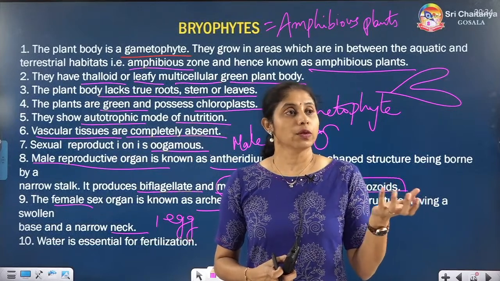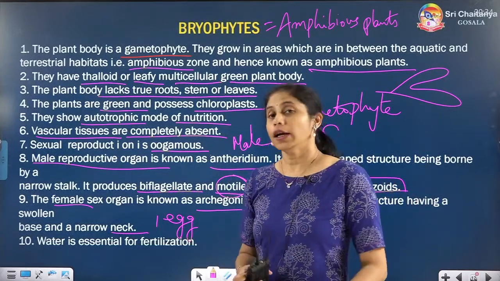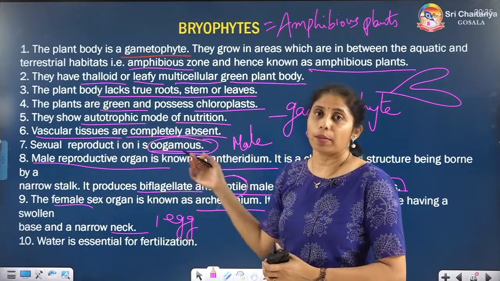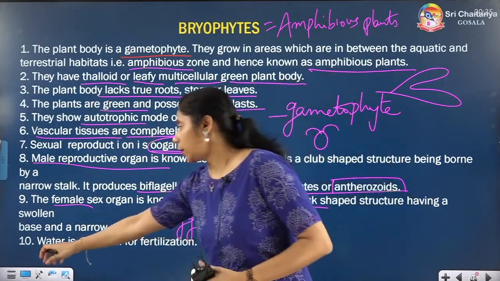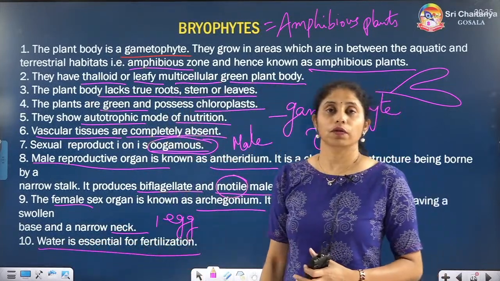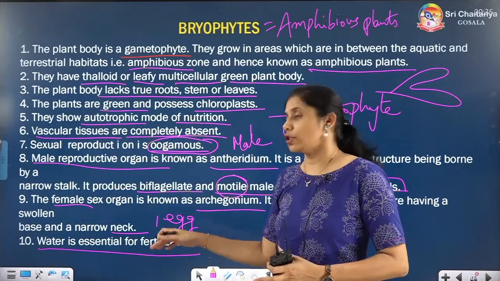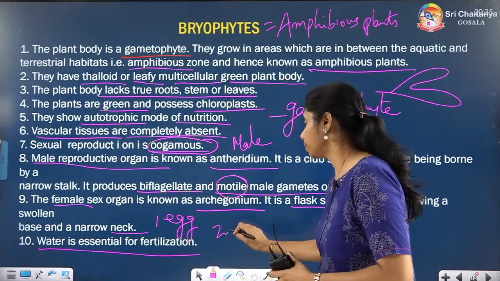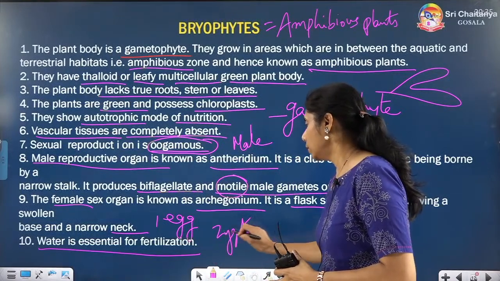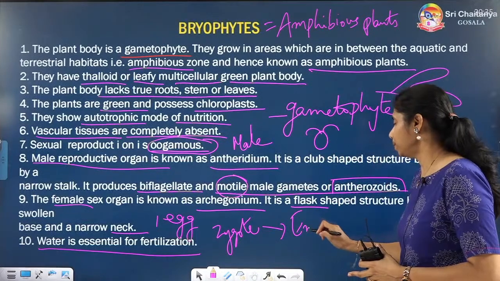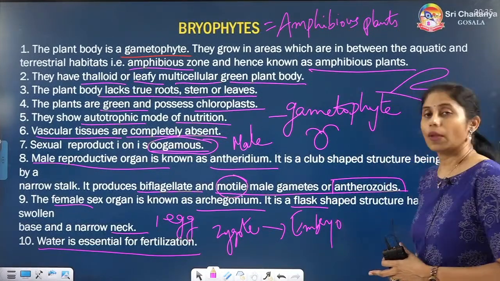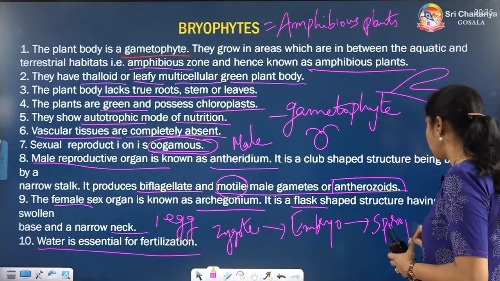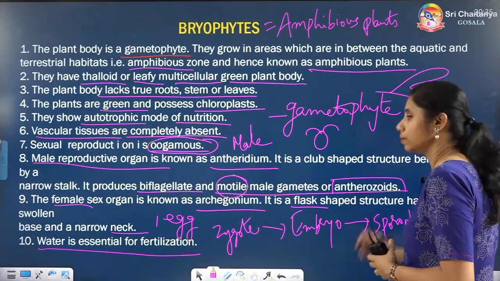So antherozoids will swim in the water and they will fertilize the egg. That type of fertilization and sexual reproduction is called oogamous type, oogamous. Then water is definitely essential for fertilization. Without water, the fertilization cannot be done. So after fertilization, the zygote is formed. This zygote develops into an embryo, and this embryo develops into one more stage in the life cycle, that is called the sporophyte.